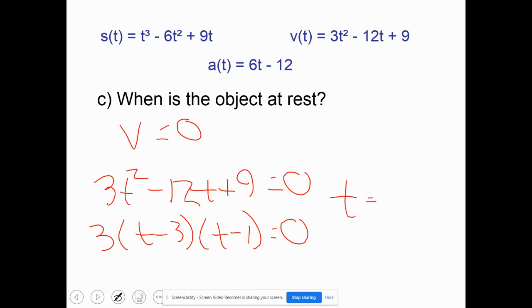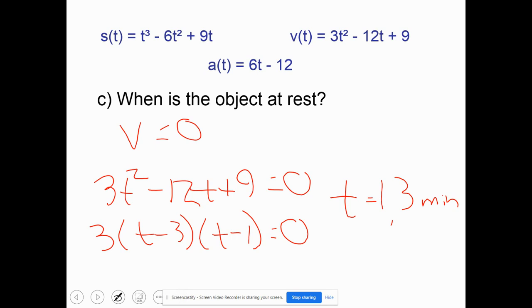And when you set all the pieces equal to 0, you'll find at a time of 1 and 3 minutes, the object is at rest. So think about the motion here, right? I'm imagining that time equals 0 would be the very start. So you're kind of being told here that from 0 to 1, the object is moving in a certain direction.